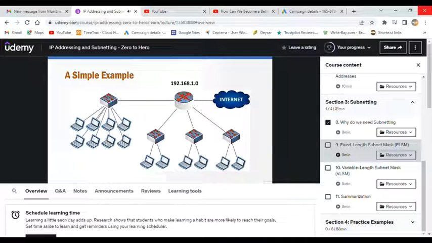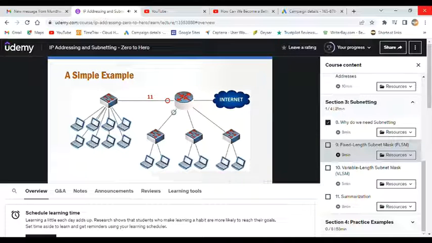Let's start by counting the number of IP addresses we need per subnet. So we'll start from the largest network on the left. We need 8 IP addresses for 8 laptops, plus 1 IP address for the router interface, plus 2 IP addresses for the network ID and broadcast. In total, that's 11 IP addresses for the largest network.